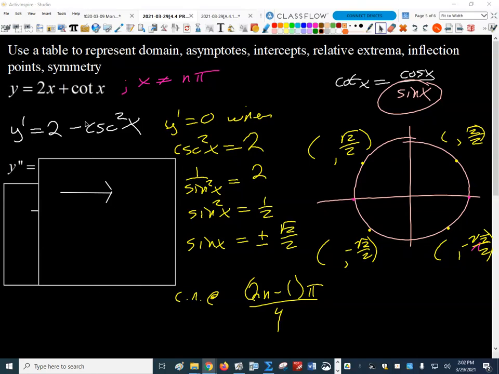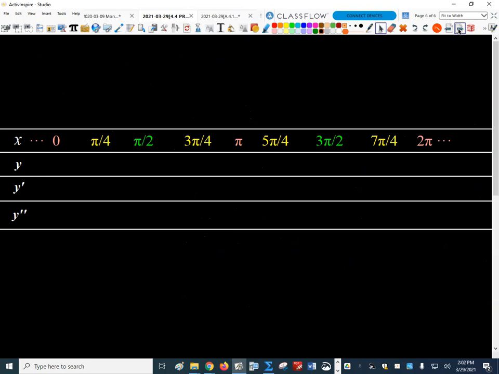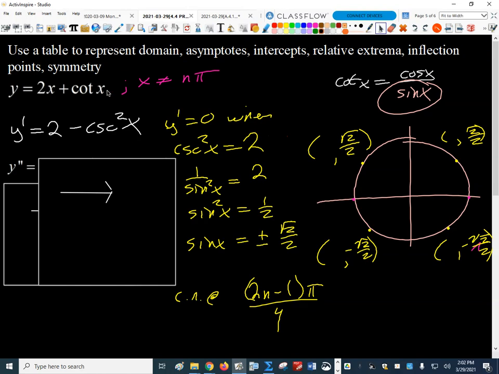Okay, so here's where we left off, right? We were dealing with this trig function. I redid the table so it's a little bit neater, right? So we said, remember that the domain would be all real numbers except we have to exclude the integer multiples of pi, right?